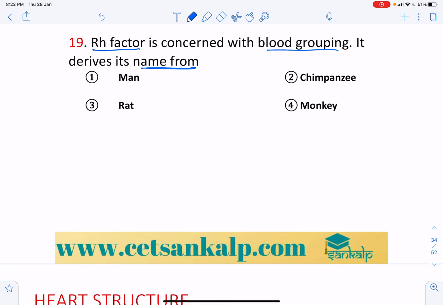the rhesus monkey, not man, rat, or chimpanzee. Don't get confused; rhesus is a species of monkey, commonly seen.